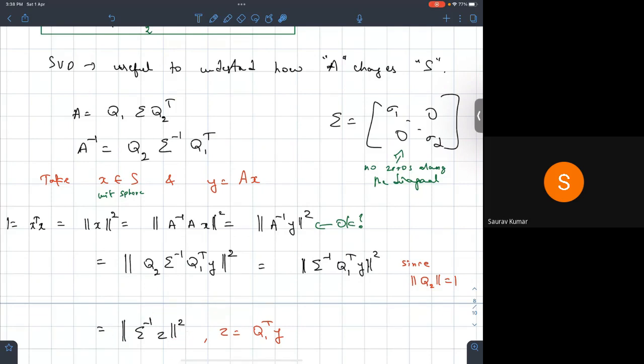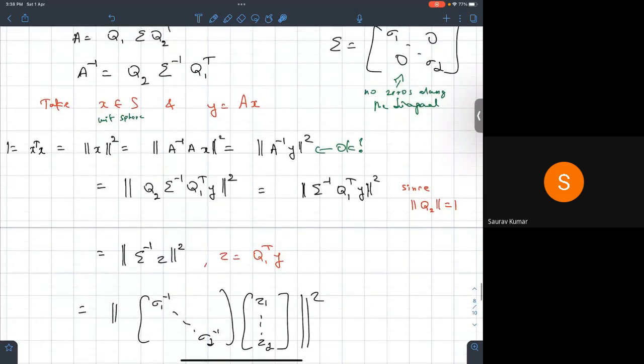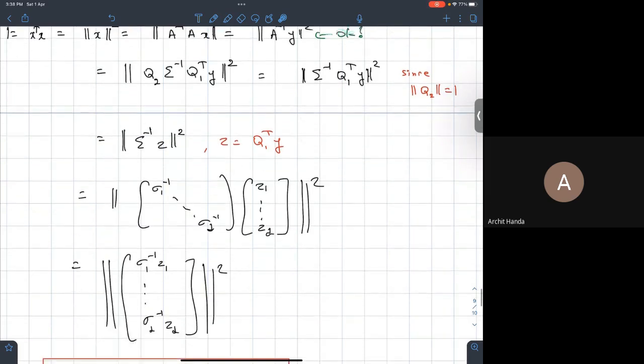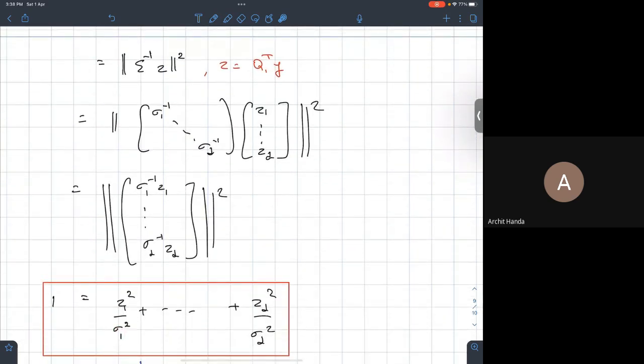What is this norm like? If I expand this, the sigma inverse is like you take this matrix, invert each entry, multiplied by the z's, which are q1 transpose y and so on. Can somebody tell me what this equation will look like? If I multiply this, I get z1 square by sigma 1 square plus z2 square by sigma 2 square up till z d square by sigma d square, because it's the norm square. Now, do you see this boxed equation? What is this? The ellipsoid equation.